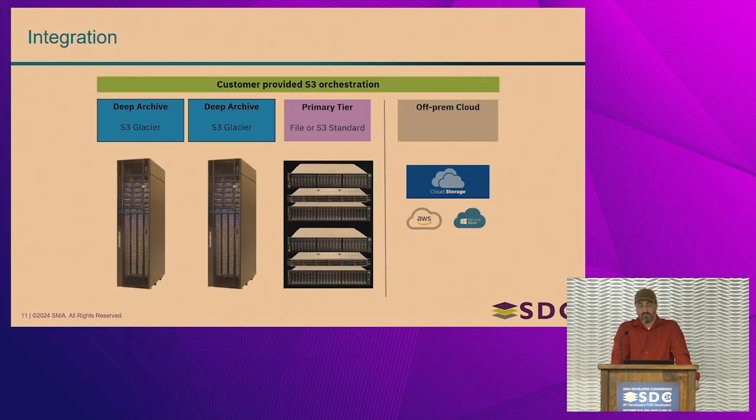Back to basics. When we're talking about the integration, which is a big pain point in adopting tape, this is what it will look like in the future with Deep Archive. You can see this has 2 Deep Archive storage systems, being the S3 Glacier part of this. There's usually a customer-provided S3 orchestration layer on top of this, whether that's Ceph, IBM Defender, Cohesity, or any products like this. They're going to usually have an S3 layer that's already in there.